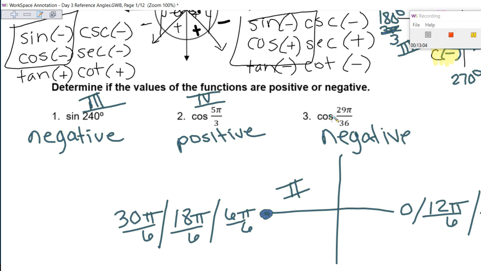We determined where the angle terminated in which quadrant? Yes, you could convert into degrees. So if you did that, pi would be 180 degrees. And what's 180 degrees divided by 36? 5. So this would be 29 times 5, which would be 145 degrees. And 145 degrees would terminate in which quadrant? 2. So you can work with the radians or you can work with the degrees.